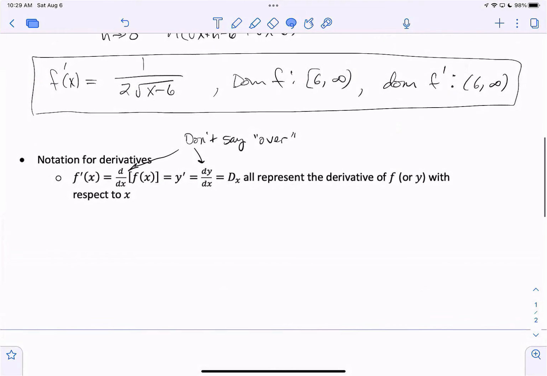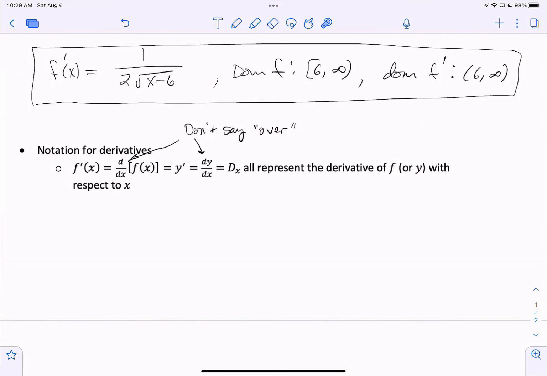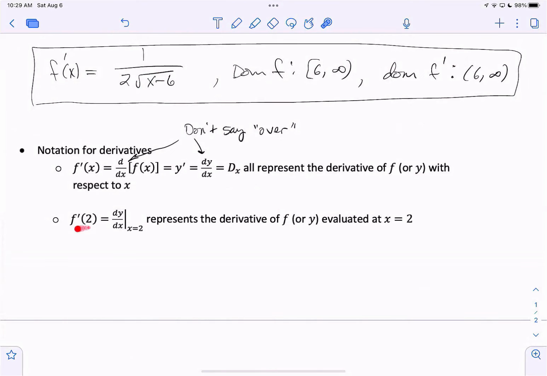Sometimes we find a derivative like we just did, and then we evaluate it at a point because we want the value of the derivative at that point. We want a slope of a tangent line or something. So the way we can denote that is we can say f prime of 2, using function notation. Another way to write it would be dy/dx with a vertical line and then a little x = 2. These both mean the same thing. They say I've taken a derivative of f or y with respect to x, and then I substituted 2 in place of x to get a number.